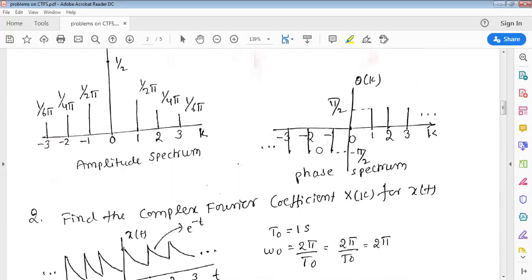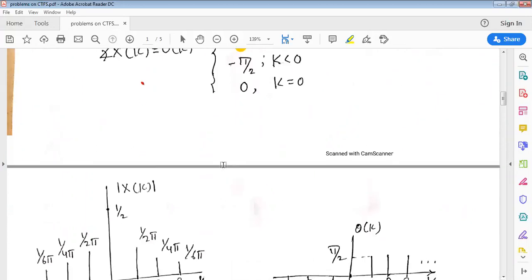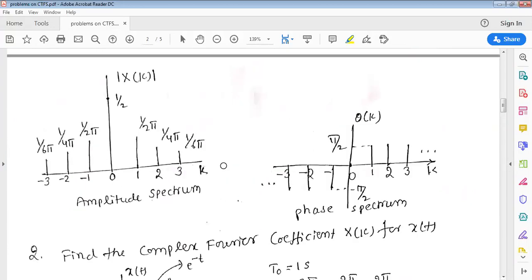So minus pi by 2, minus pi by 2, minus pi by 2, so on and so forth. Therefore, this is called the phase spectrum. A problem is given, you have to evaluate x of k, then find the magnitude, the absolute value of x of k, then the angle of x of k, and then plot them. This much of the problem you have to solve completely. At least 3-4 values you can write on both sides.